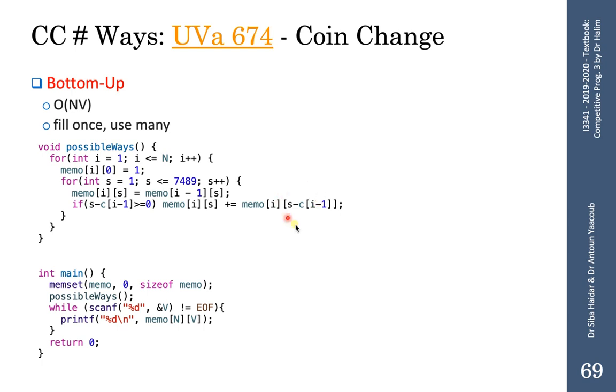Okay, and this is the value of the sum, and it is surely calculated because this is a bottom-up approach, so it was calculated before calculating memo of i, s. And this is the solution. And lastly, of course, the final number of ways is inside the last table, just like we saw in the knapsack example. So let's see a demo.